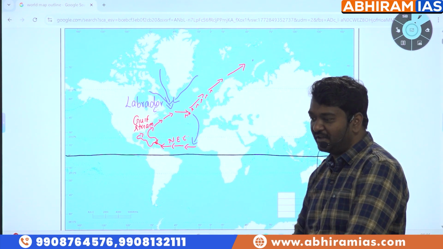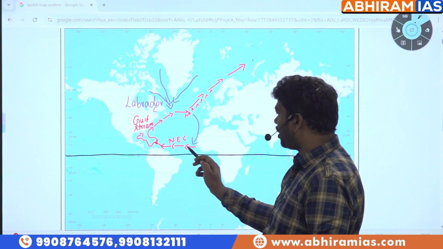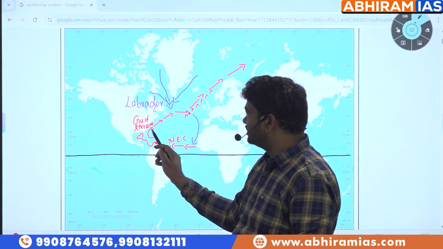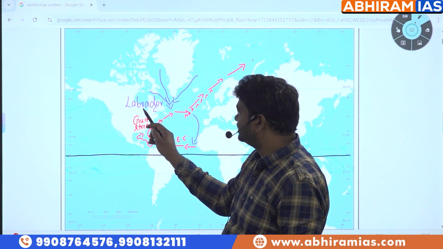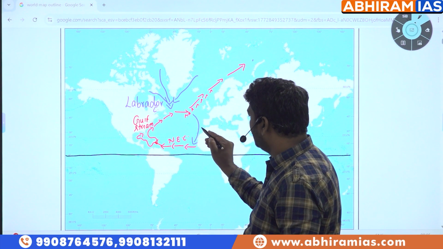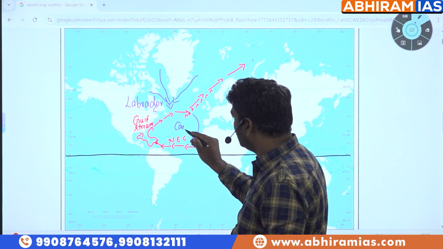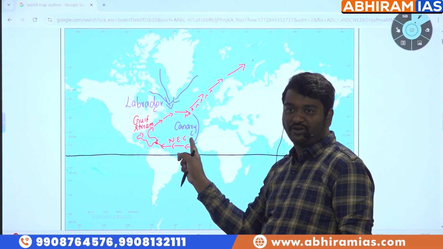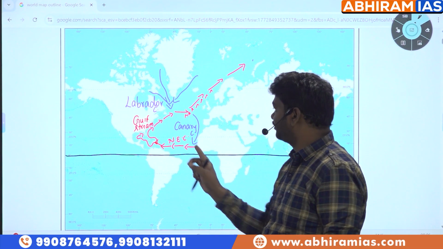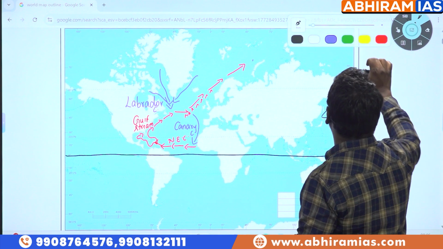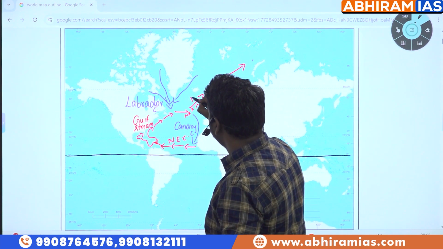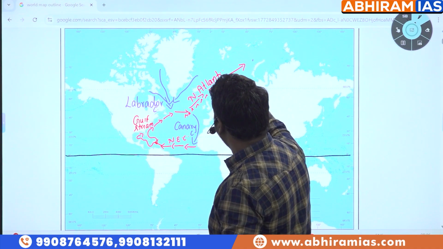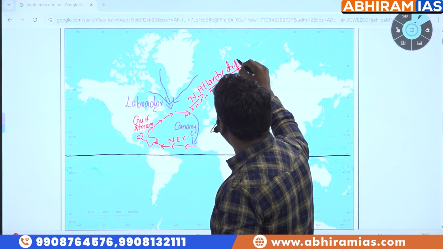Names. Try the names once. What is this called? North Equatorial current. What is this? Gulf Stream. What is this? Labrador current. This is called Canary current. There is a cold current called what? Canary current. This is called North Atlantic drift.